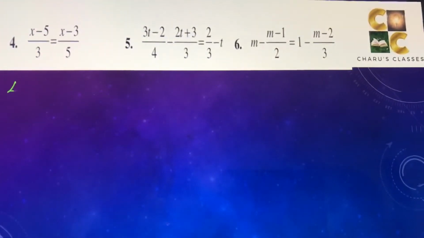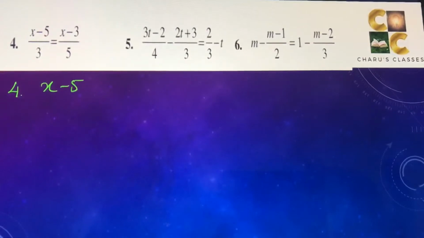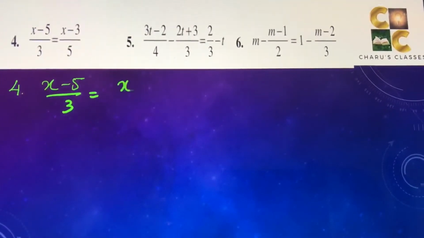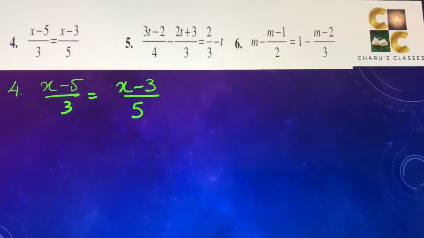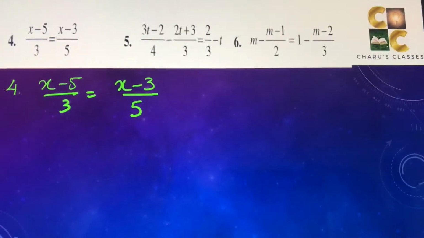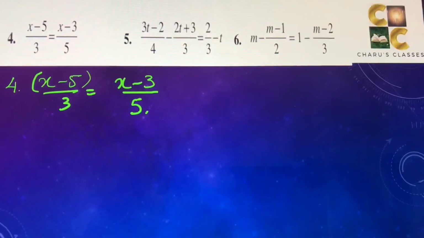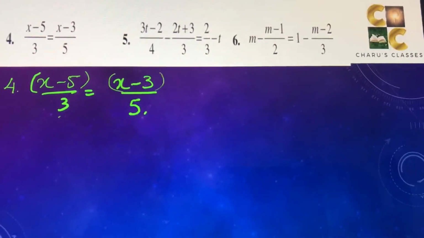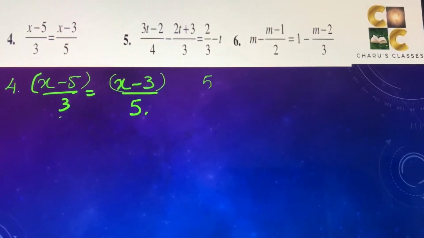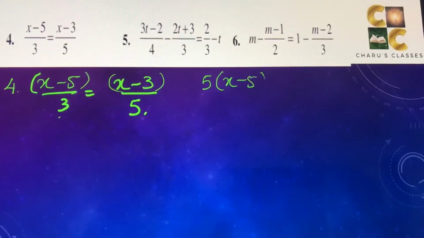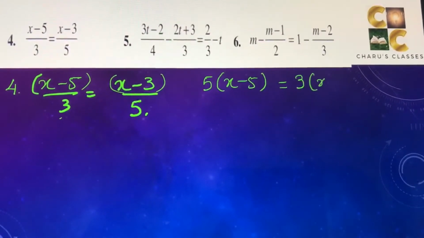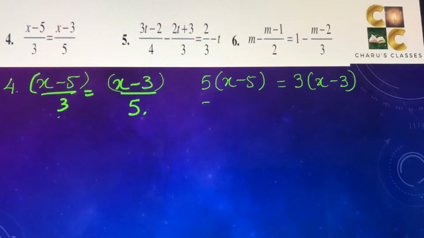Question number 4. x minus 5 by 3 is equal to x minus 3 by 5. We have to cross multiply here. 5 will go and multiply with x minus 5 and 3 will go and multiply with x minus 3. So we will have 5 into x minus 5 is equal to 3 into x minus 3.